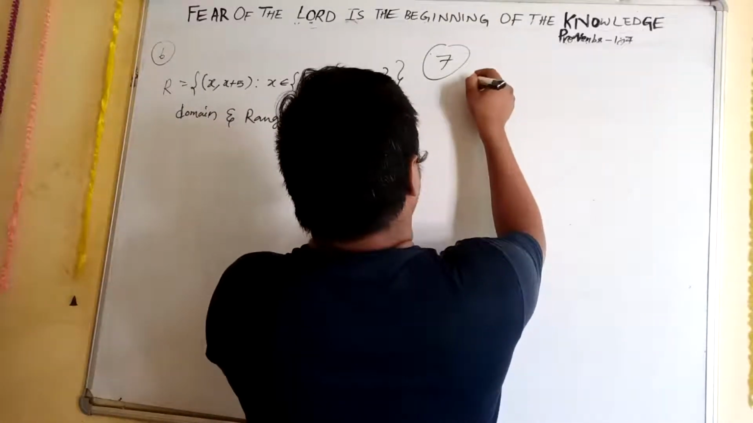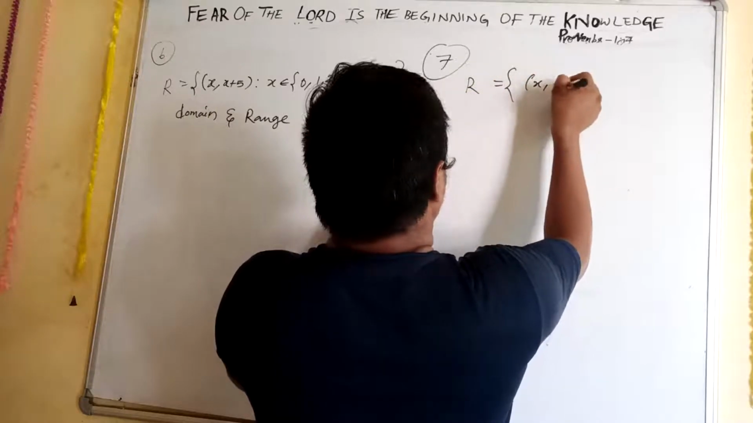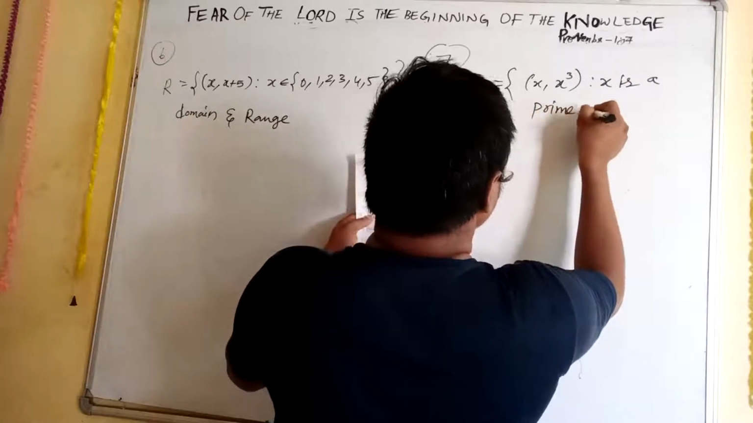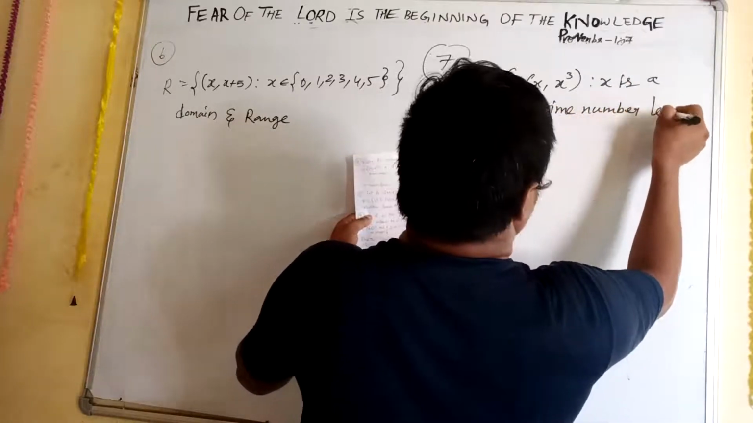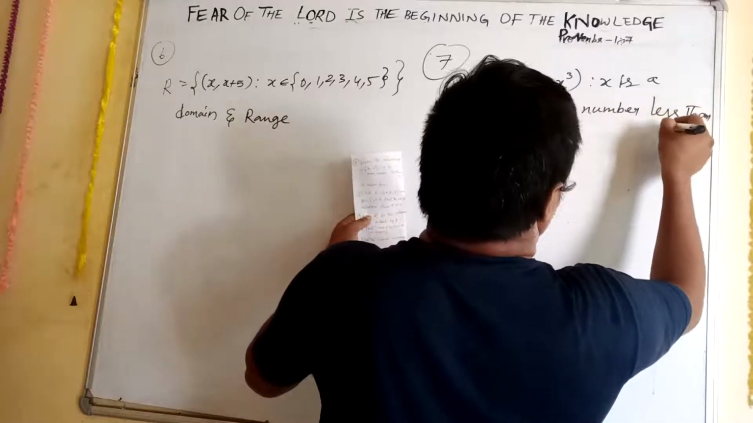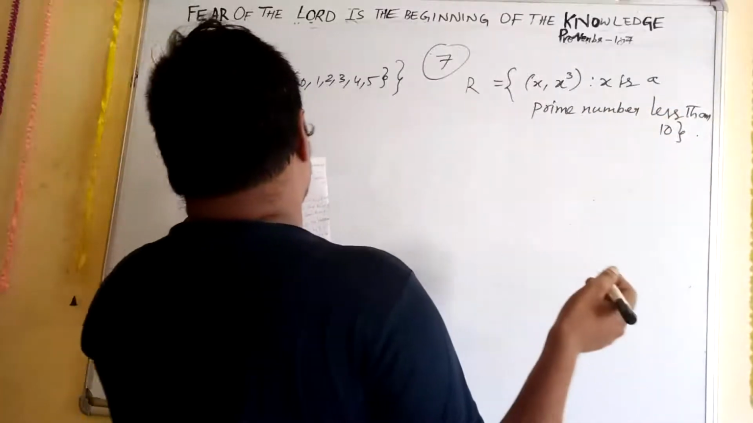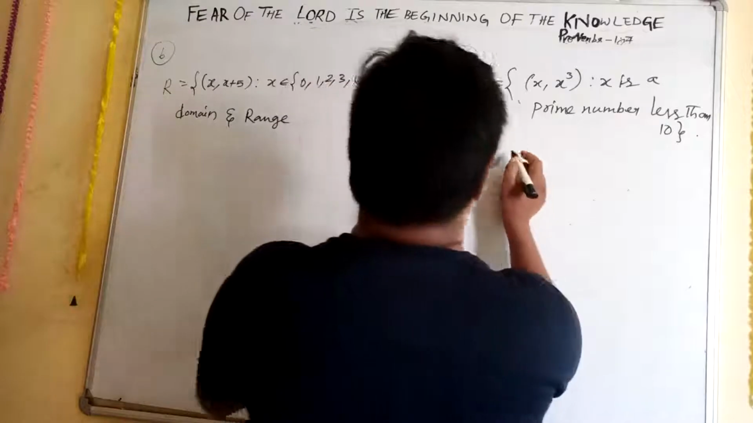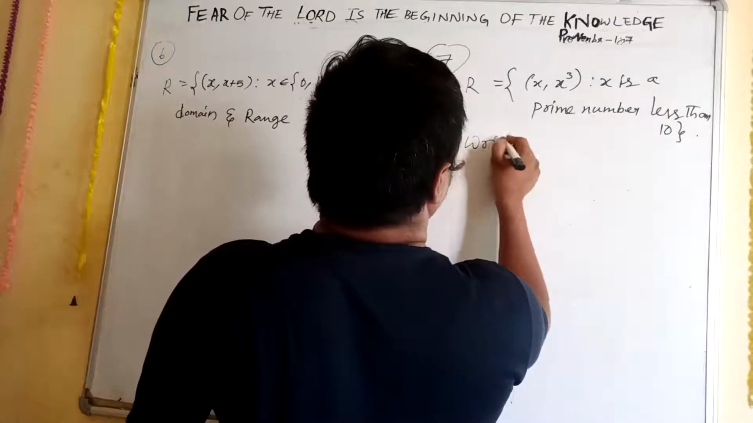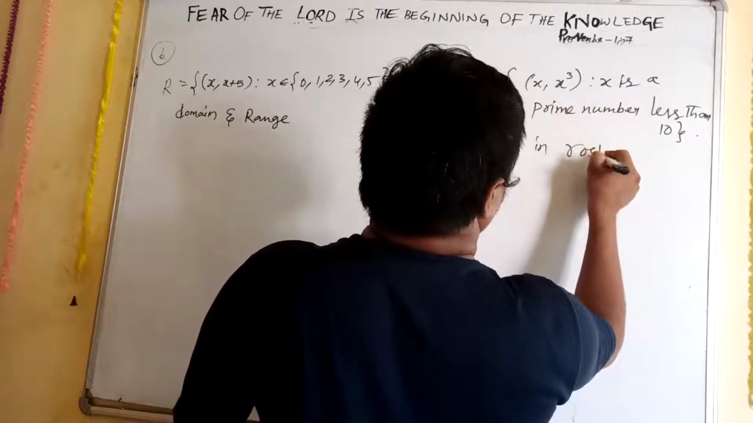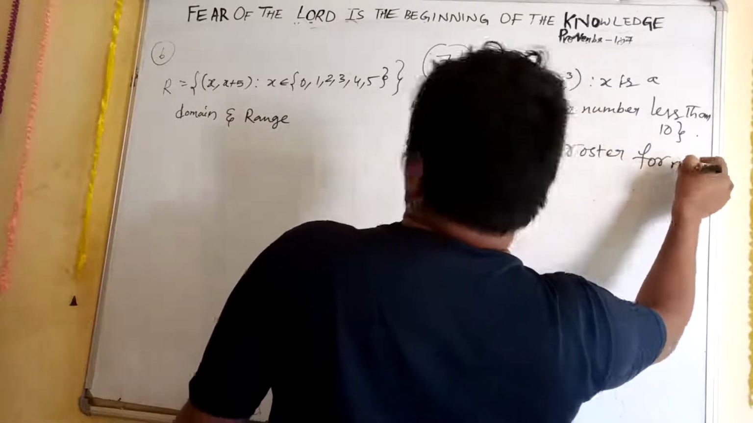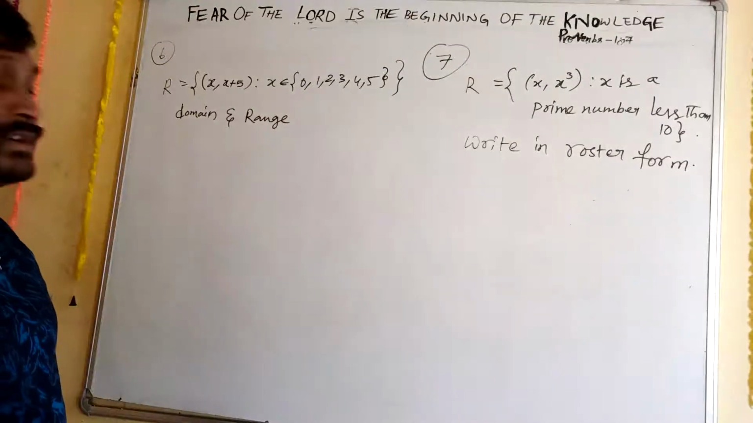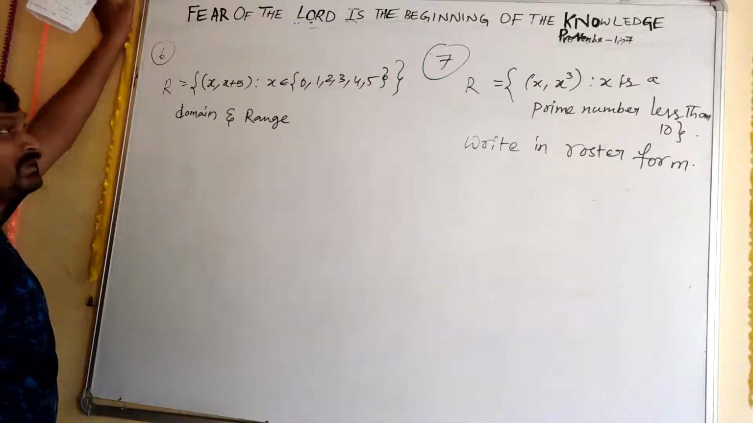So write the relation capital R is equal to x comma x cube such that x is a prime number less than 10. Prime number less than 10. Find the number of, okay, it is in roster form. So write in roster form. Simple questions are given. If anyone has answered, it will be very good. If you have not answered, also it's okay. No need to worry about anything.